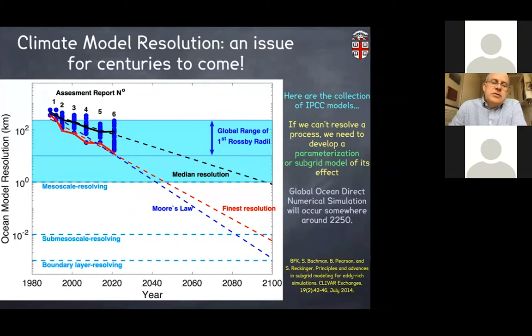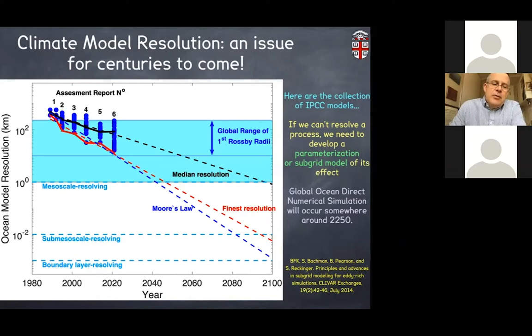You might say, well, let's just resolve everything. We've got really big supercomputers. But the problem is refining resolution. And our computers are getting exponentially faster, like Moore's law, which is shown here on this figure in the blue line. This is showing ocean model resolution as a function of the year of IPCC assessment reports going this way. And this black line is the median and the red line is the bleeding edge. And so making resolution finer is actually exponentially hard.